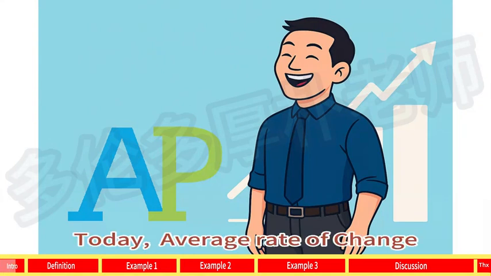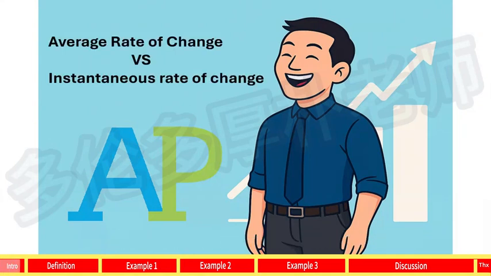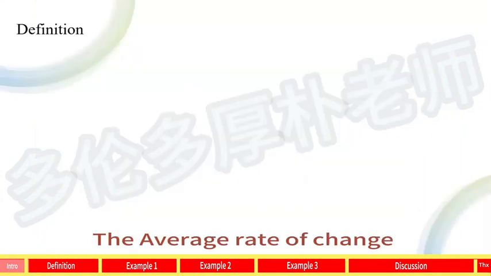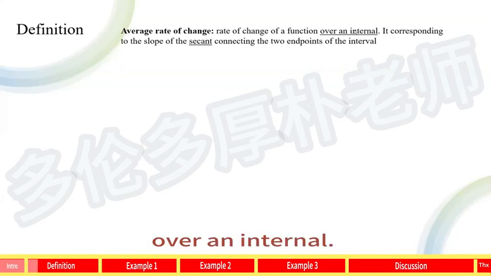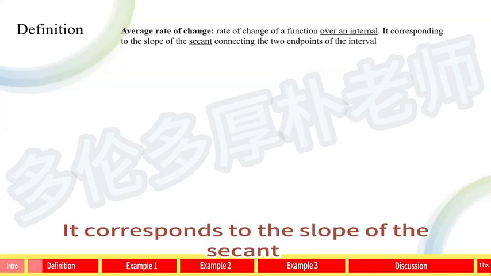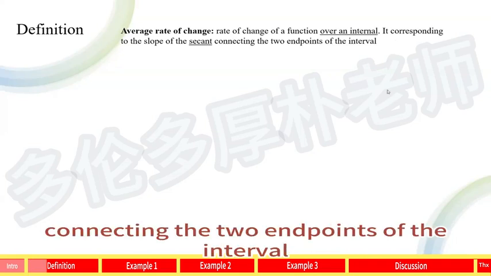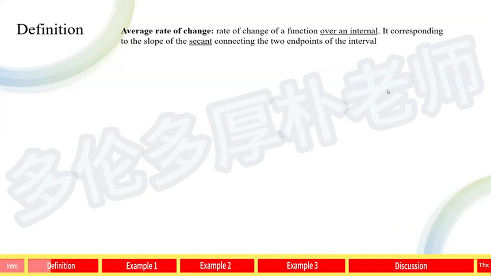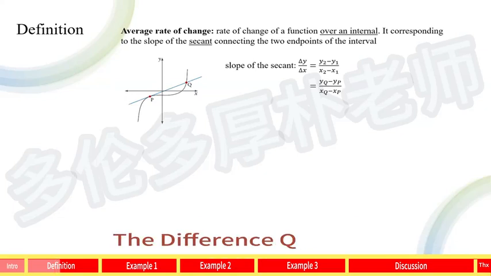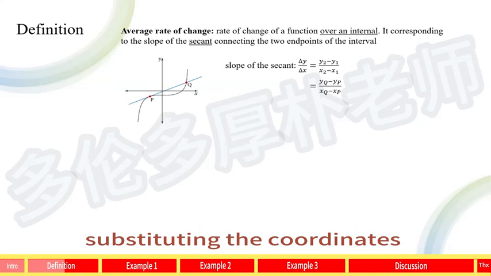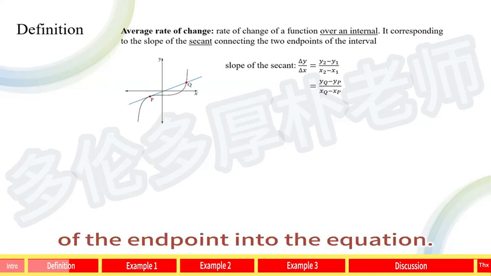Today we will look at the average rate of change and the instantaneous rate of change. The average rate of change refers to the rate of change of a function over an interval. It corresponds to the slope of the secant connecting the two endpoints of the interval. To determine the slope of the secant, we could use the difference quotient, substituting the coordinates of the endpoints into the equation.